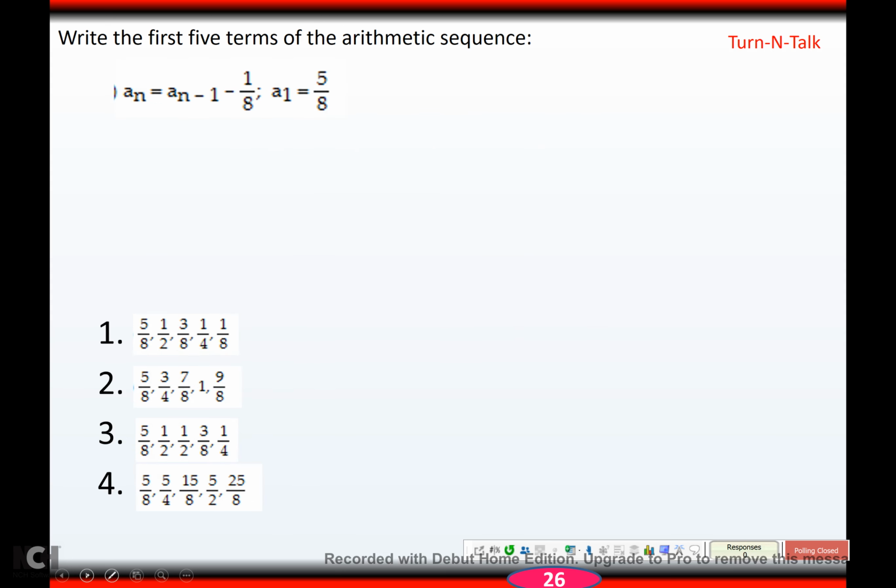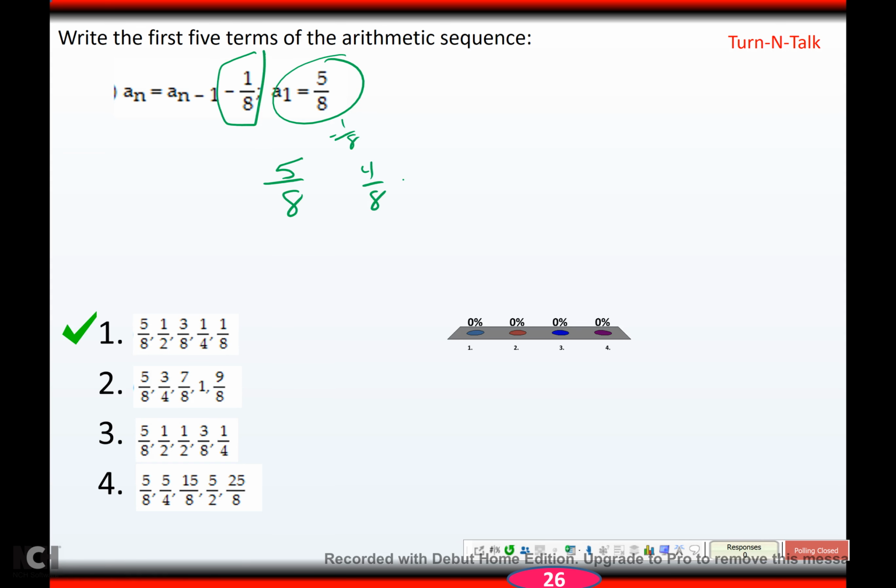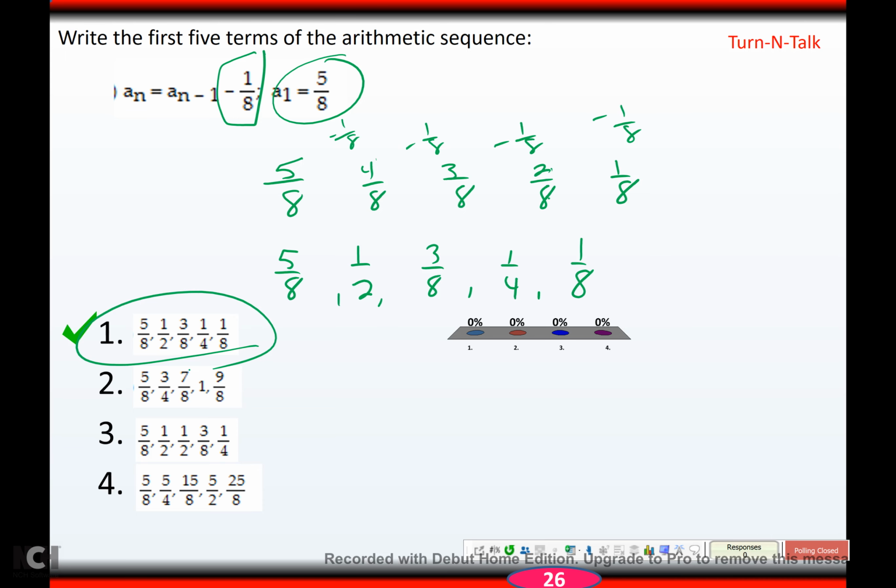Okay, try this one, hit pause, come back when you're ready. And it says start at 5/8 and subtract 1/8. So minus 1/8 would be 4/8. Minus 1/8 would be 3/8. Minus 1/8 would be 2/8. Minus 1/8 would be 1/8. And then they are going to simplify this. You can't reduce 5/8. 4/8 reduces down to 1/2. I can't reduce 3/8. This reduces down to 1/4, and I can't reduce 1/8. Pretty easy?